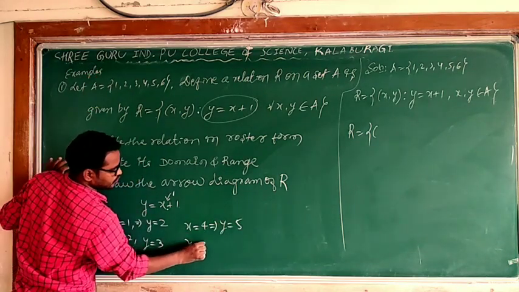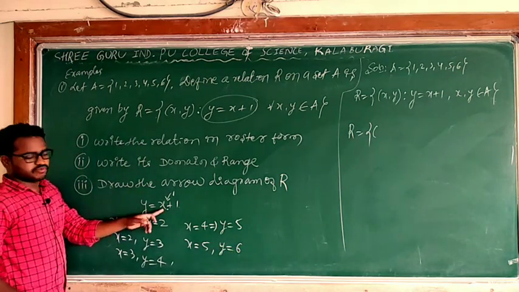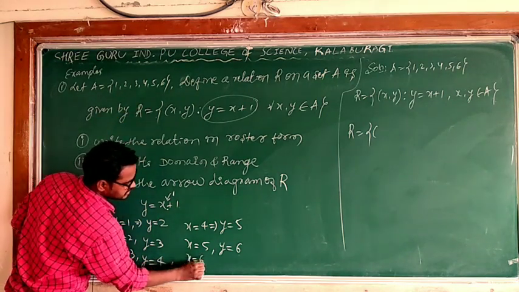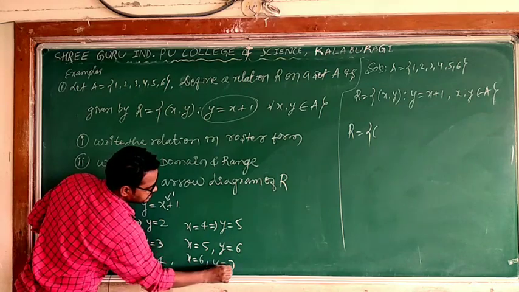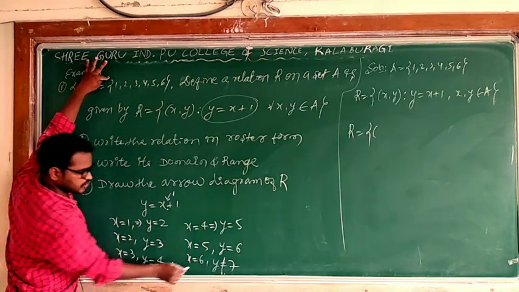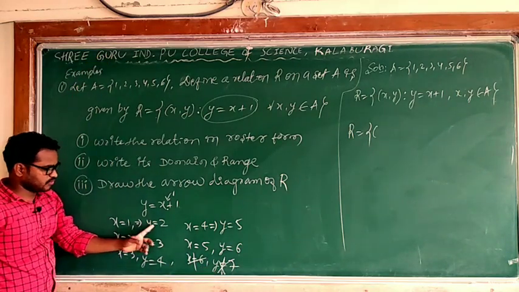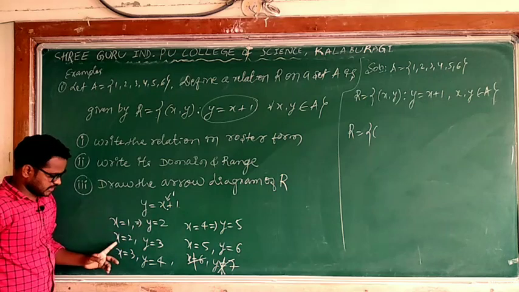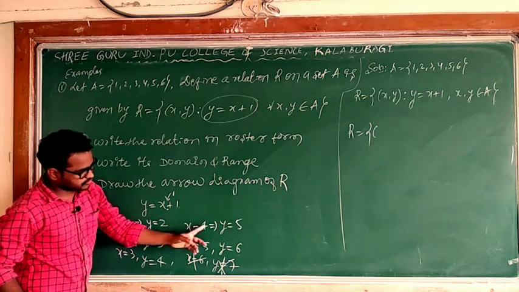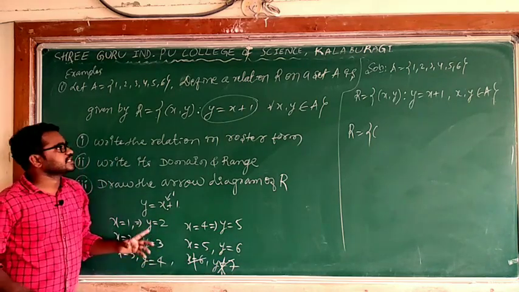x is equal to 5 implies y is equal to 6, because if x is equal to 6, it implies that y is equal to 7, but 7 is not in the given set, so don't consider it. You consider only this: when x is equal to 1, y is equal to 2 according to this relation; x is equal to 2, y is equal to 3; x is equal to 3, y is equal to 4; x is equal to 4, y is equal to 5; x is equal to 5, y is equal to 6.